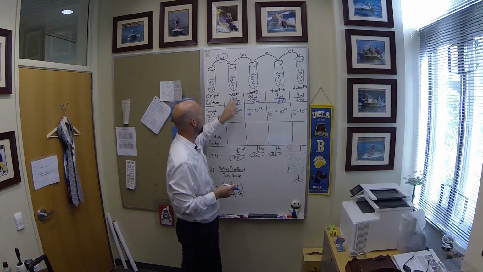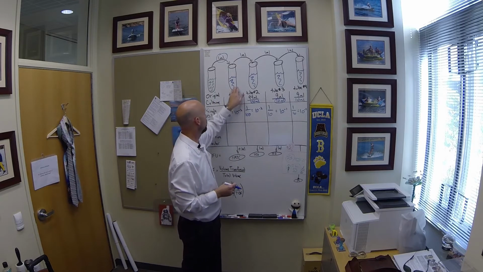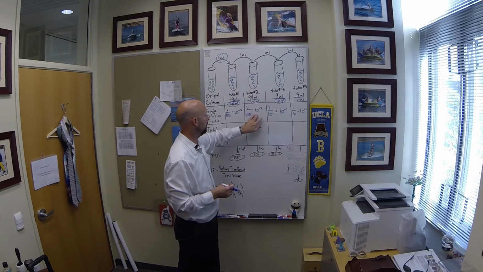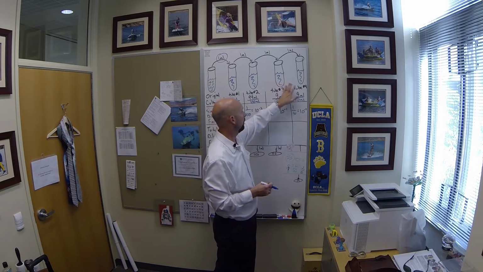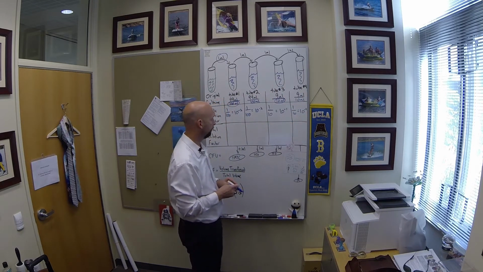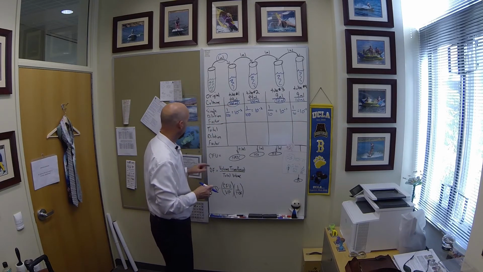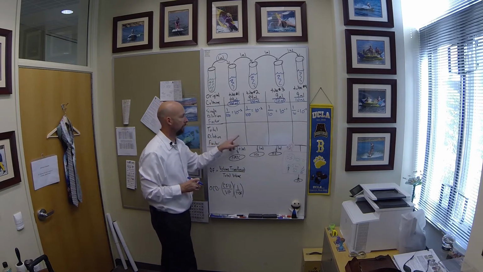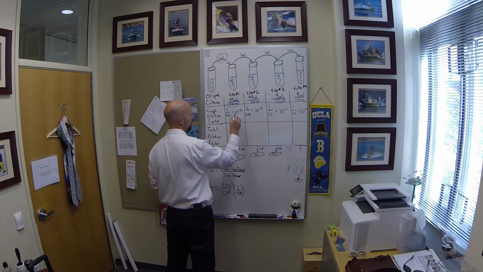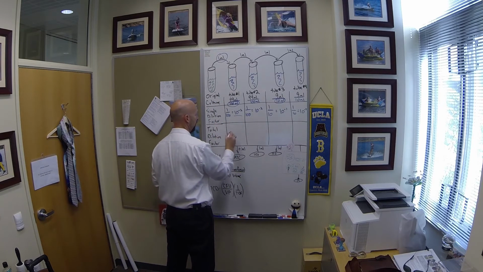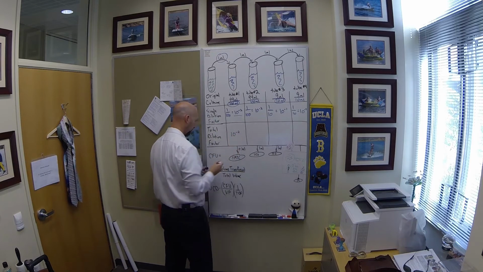From this tube to this tube is 10 to the minus 2. From this tube to this tube is 10 to the minus 2. From this tube to this tube is 10 to the minus 1. And from tube 3 to tube 4 is 10 to the minus 1. What we need is the total dilution factor at each step. For step 1, the total dilution factor is equivalent to the single dilution factor. It's just 10 to the minus 2.